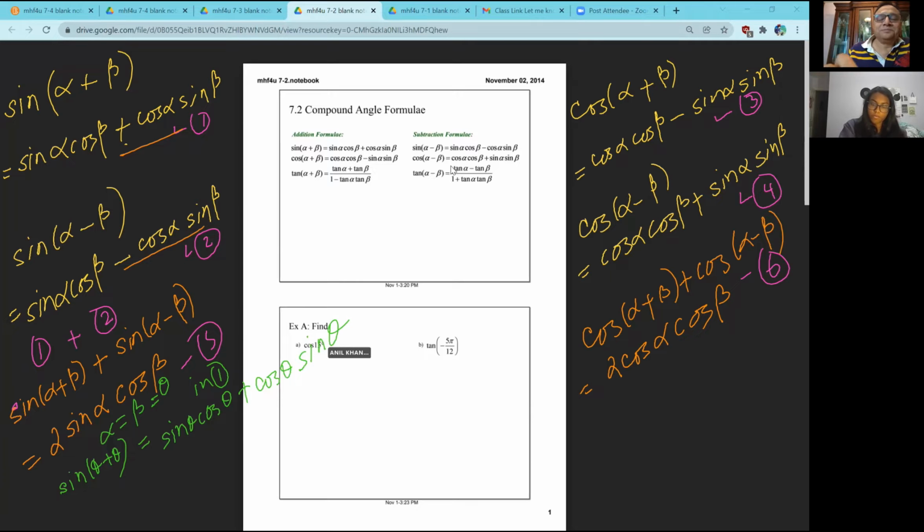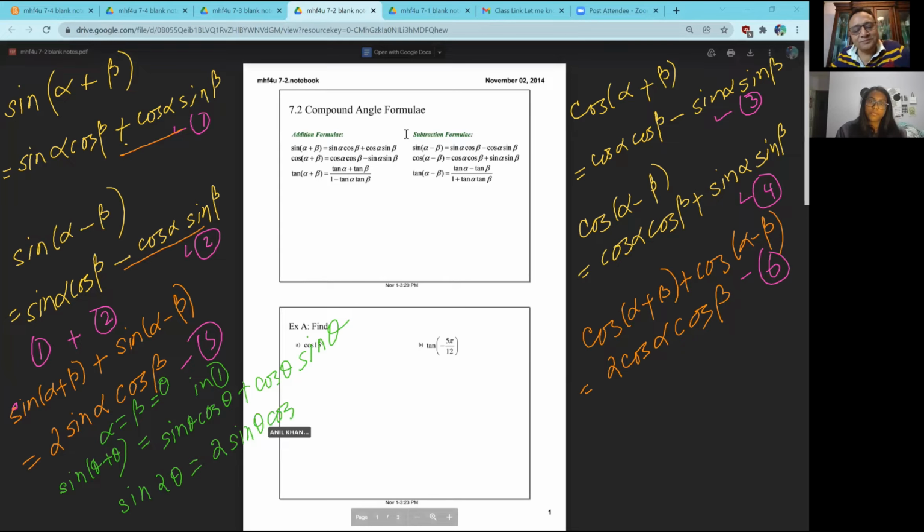Is that clear? Yes. I get sine 2 theta equals 2 times sine theta cos theta. Sine 2 theta I got as 2 times sine theta cos theta. Do you understand this part? Yes. So I got the double angle formula. So this is called the double angle formula.